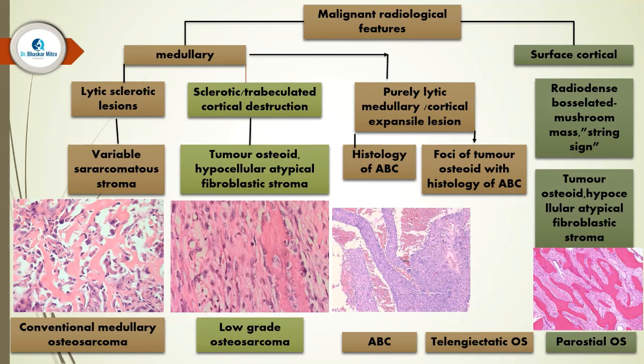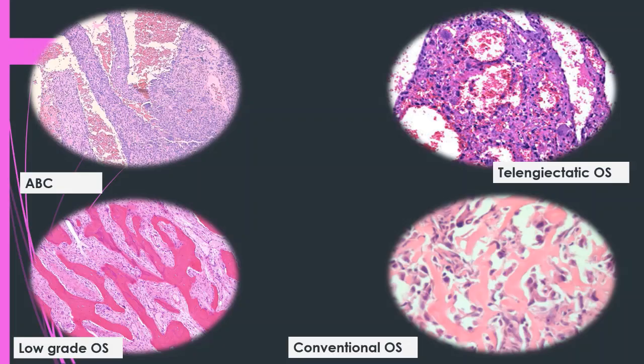The cortical surface shows a bosselated radiodense mushroom-like mass lesion. This tumor has tumor osteoid and hypocellular atypical fibroblastic stroma. So the stromal component is increasing at that moment. It doesn't look malignant, but it behaves in a malignant way. This is parosteal osteosarcoma, though it is a low grade osteosarcoma.